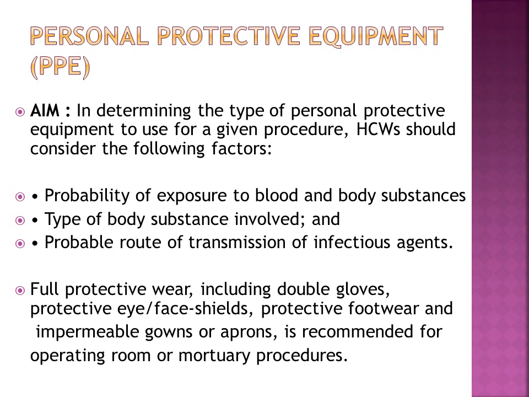So what is the probability of exposure to blood and body fluids, or type of body substance involved, and probable route of transmission of infectious agent. So transmission of infectious agent by inhalation or by direct contact or by indirect contact. So this is important. For direct contact we will use mainly gloves, and for inhalation the main PPE is mask. So depending on the exposure, type of body substance involved, and route of transmission of the infectious agent, these are the factors.